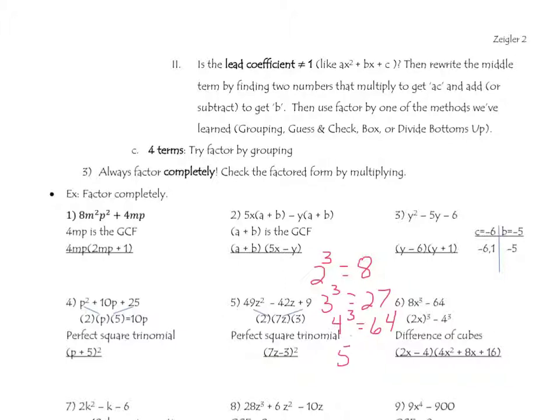5 times 5 times 5 is 125, and so on. You don't have to memorize it. You can just use your calculator, but write them down so that you can refer to it. So when you see a problem, oh, is 8 a perfect cube? There's 8. Yes, it's a perfect cube of 2. 64, there's 64. The cube root is 4. So then use the formula for the difference of cubes.